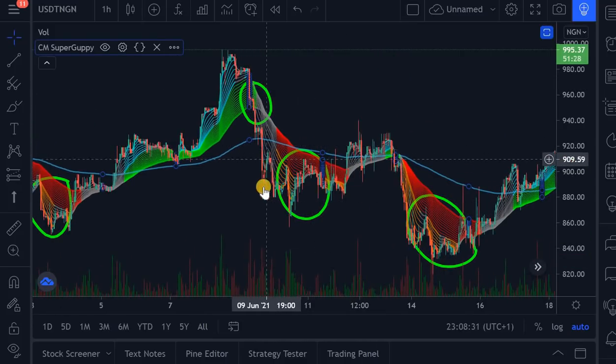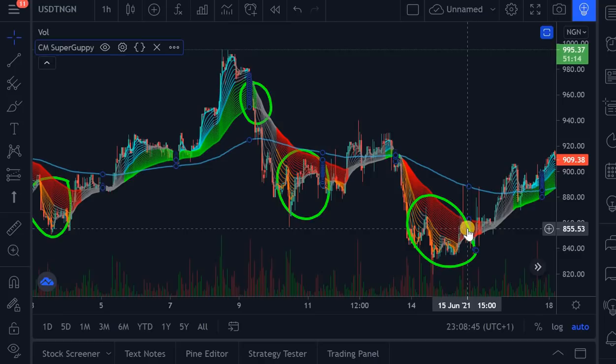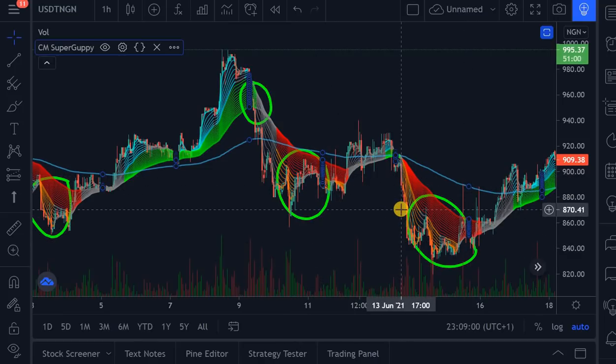I am going to place my first buy order right here, and I am going to place my second buy order at the second red signal. If I had bought at these two different regions, my average price would be at around 870 naira. So this is the average price I would have bought USDT at these two levels. Now let's bring out the calculator.